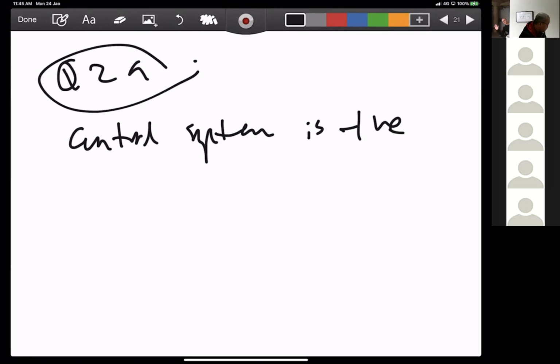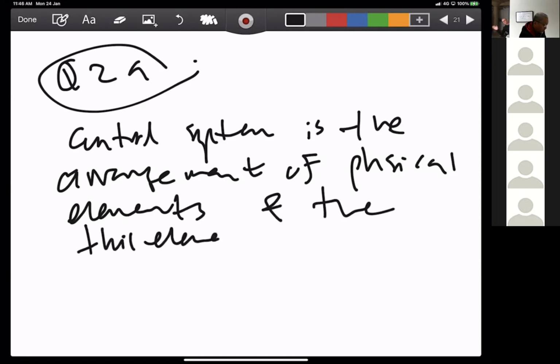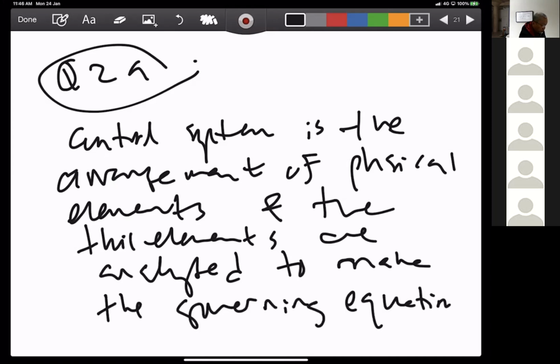Physical elements. And the physical element and this element are analyzed to make the governing equations. Okay. So that is the relationship.